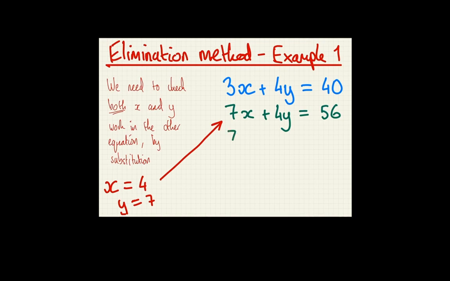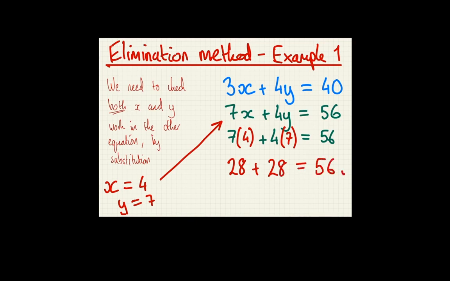So we can now say, well, I've got 7 x's, 4 y's, they should make 56. So I put in the 4 here. I put in the 7 here. If I do that correctly, I get 28 plus 28. Does that equal 56? Well, yes, it does. So we just put a little tick next to it to indicate that it works.